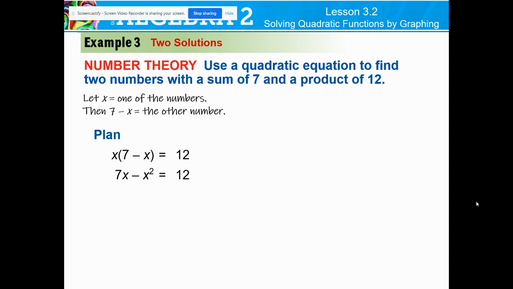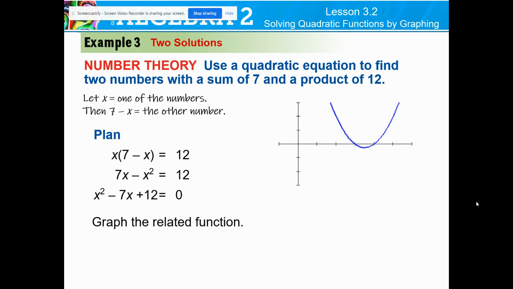So let's distribute and rearrange it and move the 12 to the other side. Since the x squared was negative, I made all the signs change so that it started off with a positive x squared. Graph the related function. There it is. Put it in my graphing calculator. It does cross the x-axis in 2 places, and that is at 3 and 4. So those are the 2 numbers that add to 7 and multiply to be 12.